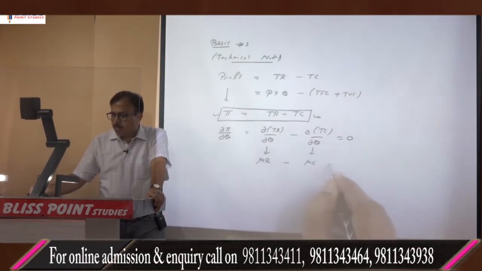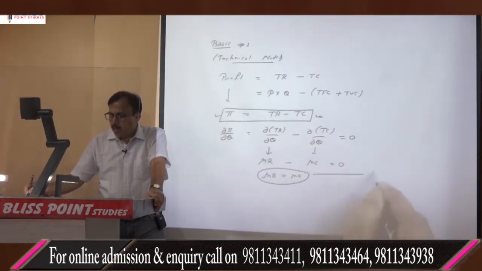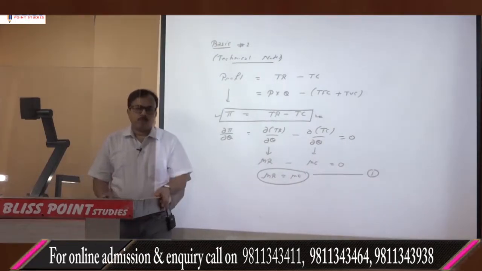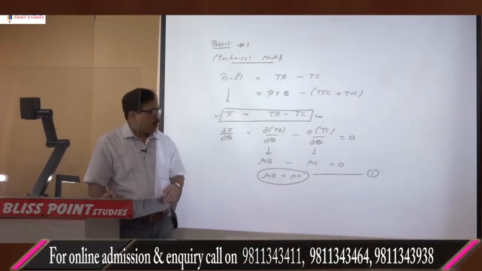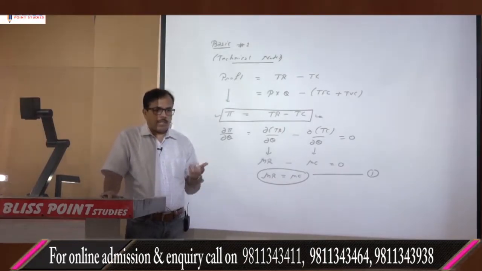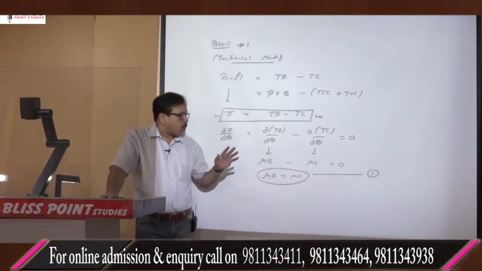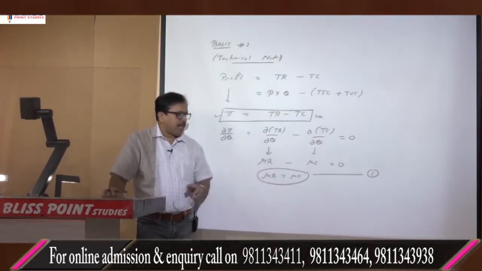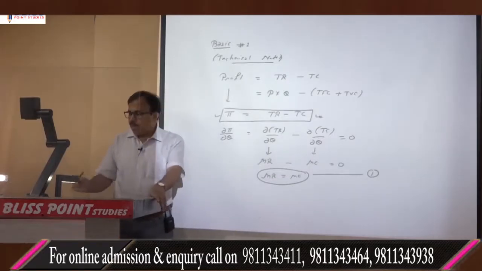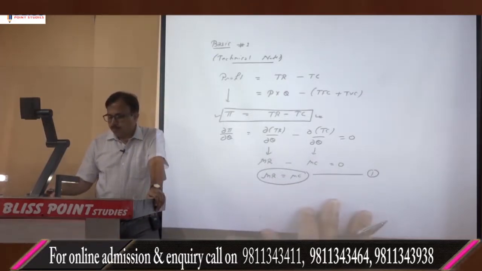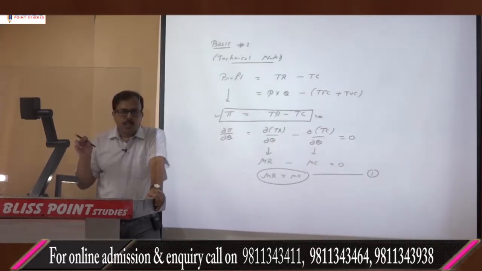So MR minus MC equal to 0, which means marginal revenue must be equal to marginal cost. This is your first condition for profit maximization. So the profit of the firm will get maximized when the firm produces that much output where its own profit gets maximized, and it must produce that much quantity where MR is equal to MC. So marginal revenue must be equal to marginal cost. So first differentiation equal to 0 and second differentiation must be negative.